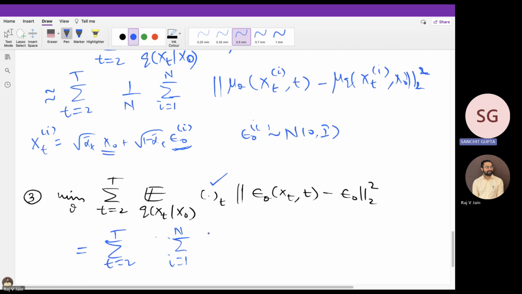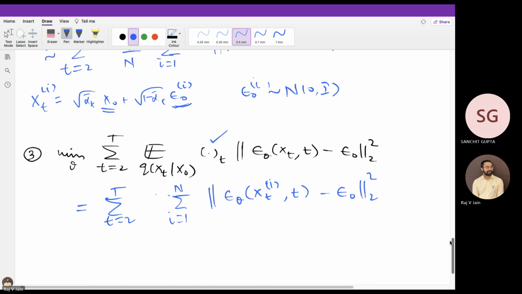Exactly the same procedure. So the norm of epsilon theta of xt i comma t minus epsilon naught. Epsilon naught, or epsilon naught i?